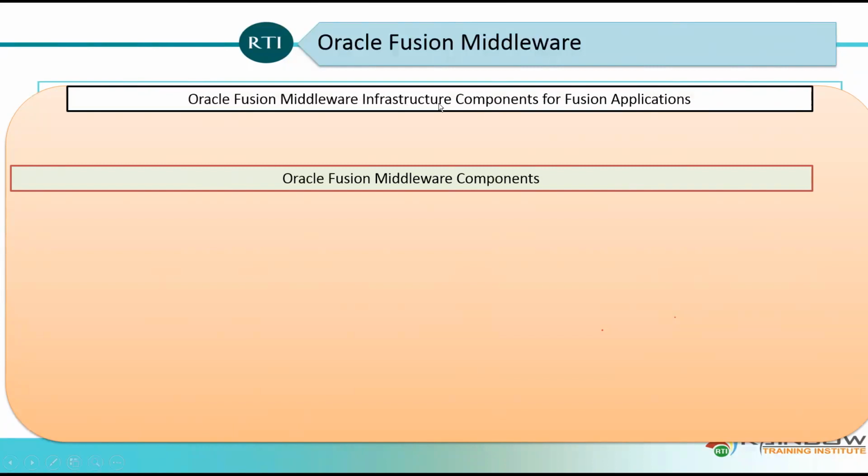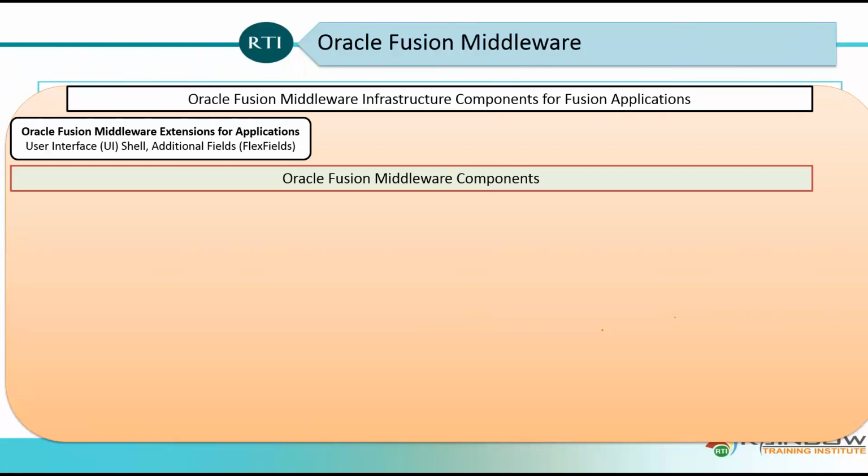Coming to the first one, the Fusion middleware infrastructure components for Fusion applications. It has the first one, Oracle Fusion middleware extensions for applications. It means whatever extensions we can do on the Fusion applications are stored in this Fusion middleware extensions for applications, which is part of the Fusion middleware infrastructure components for Fusion applications. So what are the middleware extensions for applications? Basically, user interface shell. If you do any personalizations or any customization on the screen of the Fusion applications, those customizations will be stored in the user interface shell.